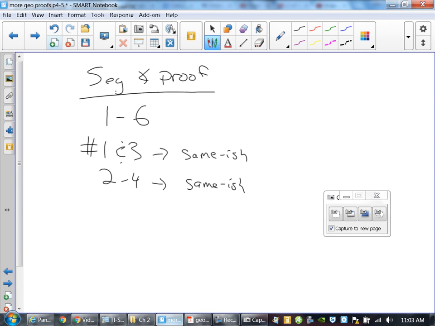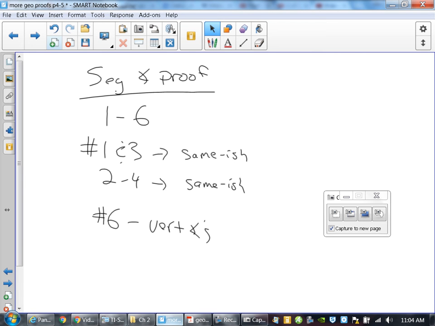Number 6 is a little bit different. Number 6 deals with vertical angles. And if you look at vertical angles on your progression sheet, what do you know about vertical angles? I thought you said they're congruent. Well, vertical angles, on your progression sheet, you should have something that's highlighted out as look for vertical angles.